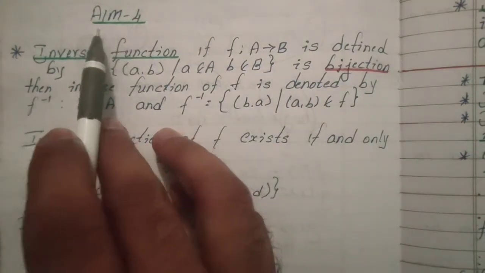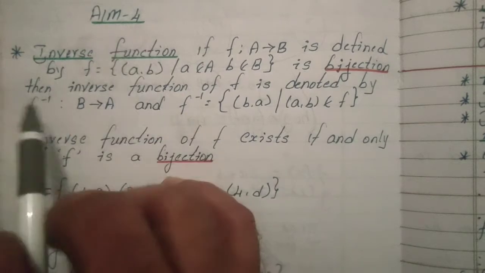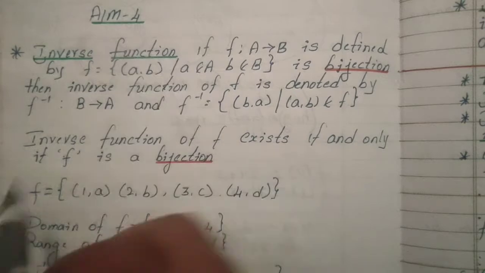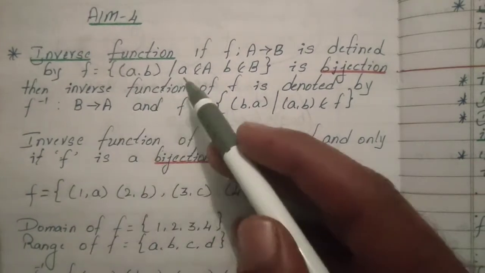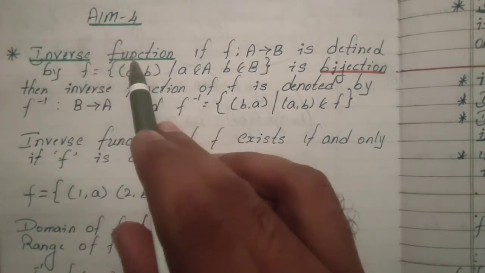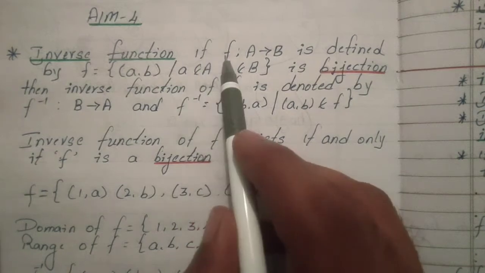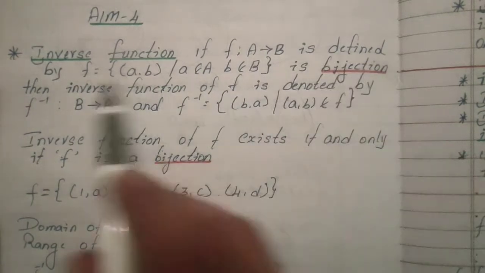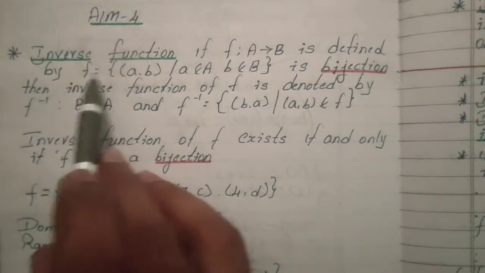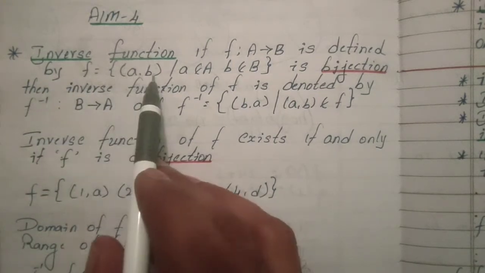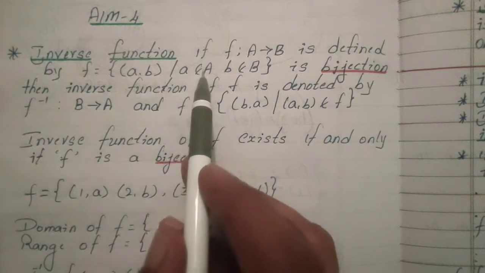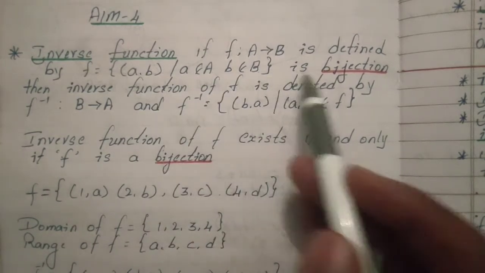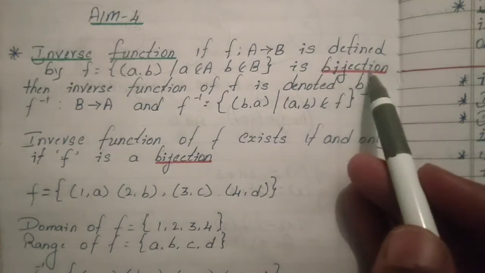Let's discuss today EM4, in that first concept, inverse function. First, let us understand what is inverse function. If a function f from A to B is defined by f equals {(a, b)} such that a belongs to set A, b belongs to set B, is a bijection.